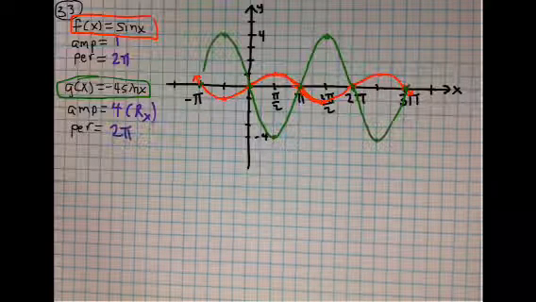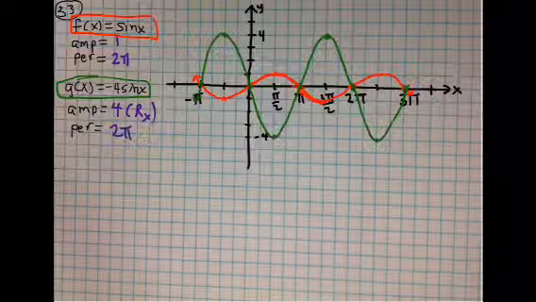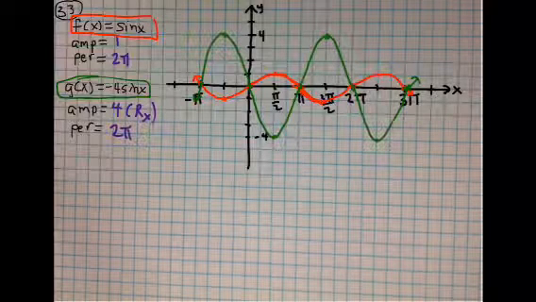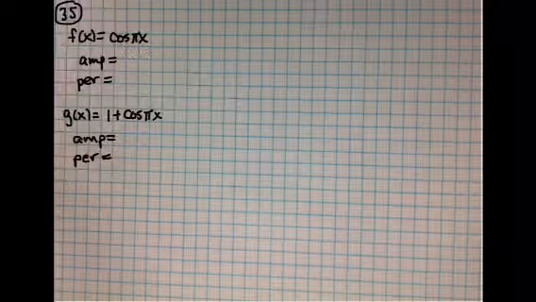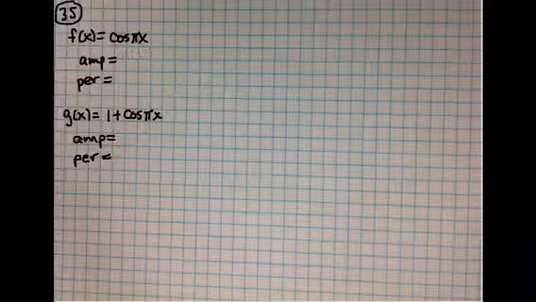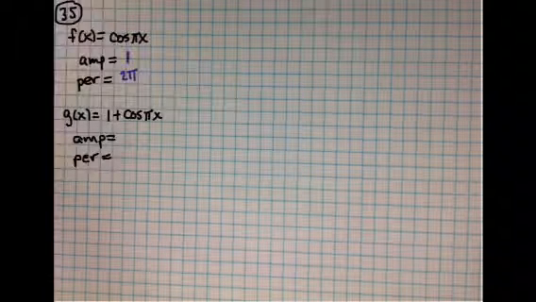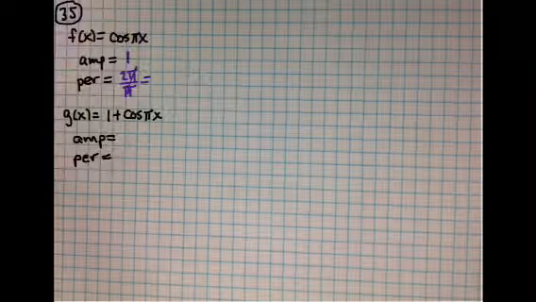and then goes back down, and then the arrows, and that's it. Alright, so for 35, same thing, we're going to answer amplitude, period, and any other transformation. So here, for f of x, the amplitude is 1, and the period is 2 pi over pi, which pi's cancel, so we have a 2.